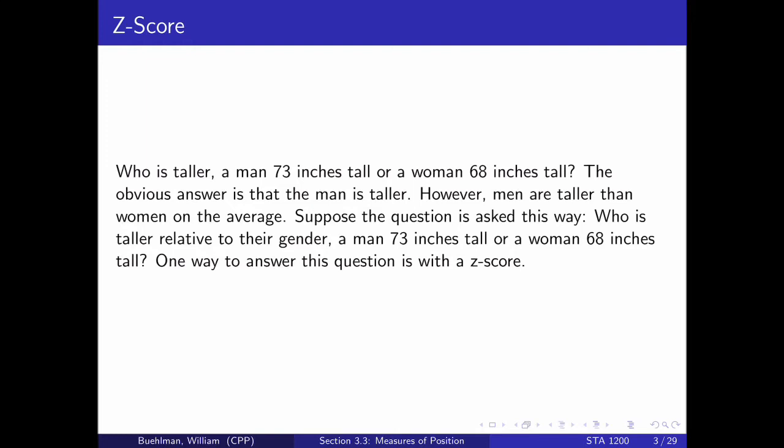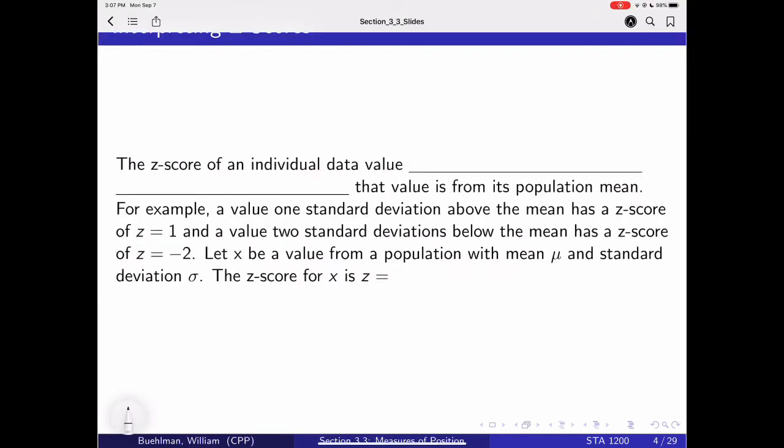So the way we're going to answer that is we're going to use something called a z-score. So the z-score of an individual data value tells how many standard deviations that value is from the population mean. For example, a value of 1 standard deviation above the mean has a z-score of +1. A value of 2 standard deviations below the mean has a z-score of -2.